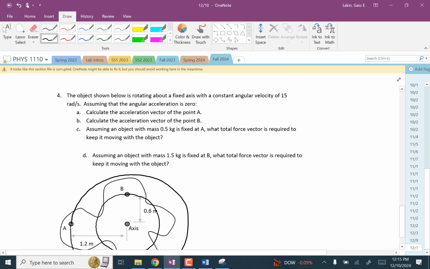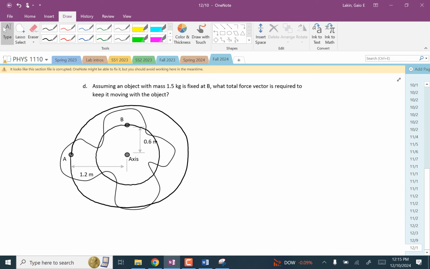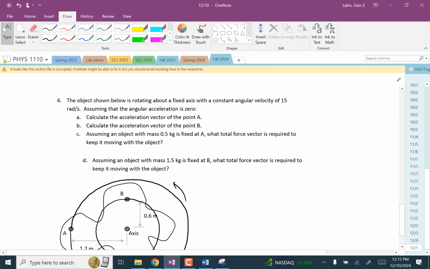It's a constant angular velocity of positive 15 radians per second. So that means that it's going counterclockwise. And so now we can think about the directions of the velocity and stuff like that. There's no angular acceleration, which means there's no tangential acceleration because of the equation we have relating those two things.